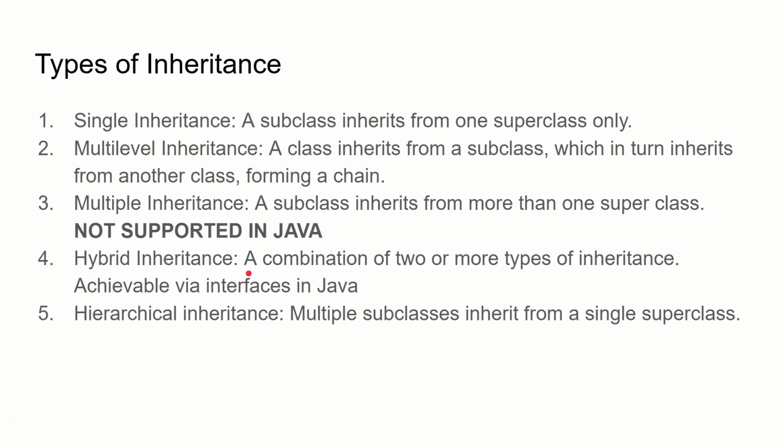Hybrid inheritance. It is a combination of two or more types of inheritance. It is achievable via interfaces in Java. Hierarchical inheritance. Multiple subclasses inherit from a single superclass. A basic example of this would be a single parent having multiple children.